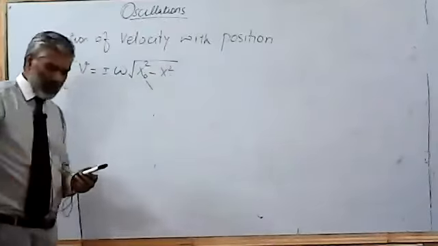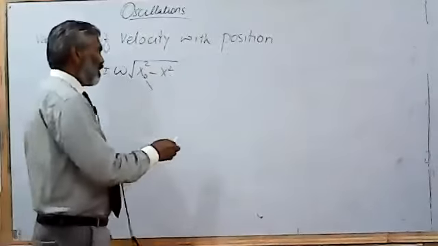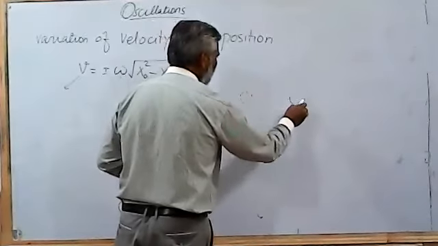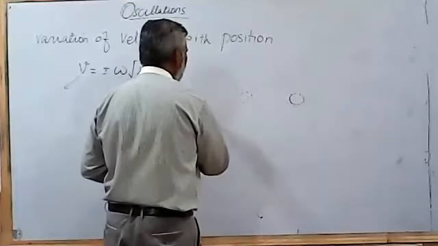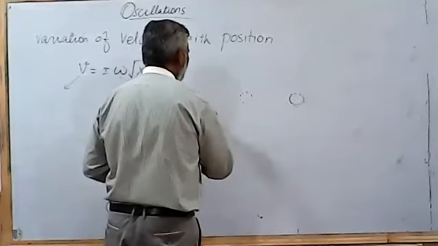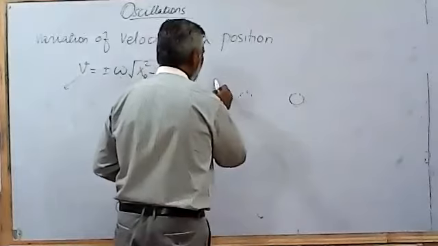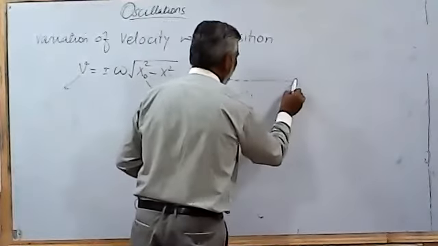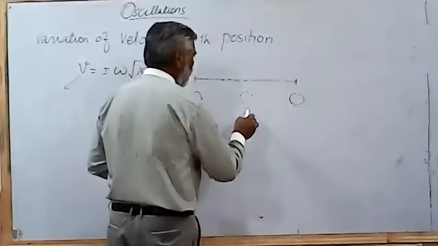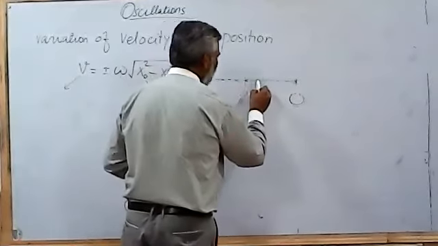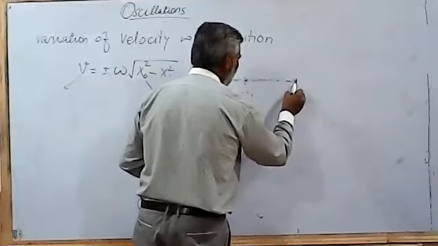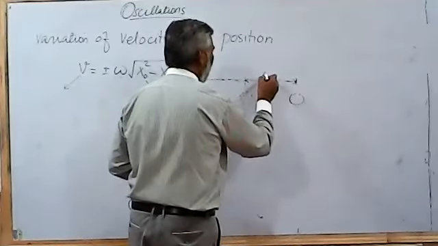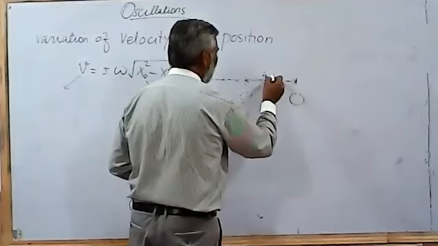Suppose an object is undergoing simple harmonic motion. This is its mean position, and this is one extreme position, and this is the other. So an object undergoes a simple harmonic motion between these two extremes. That means this is its amplitude, and suppose this is exactly equal to 4 centimeters.